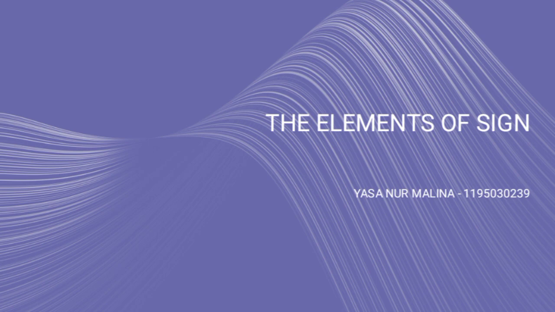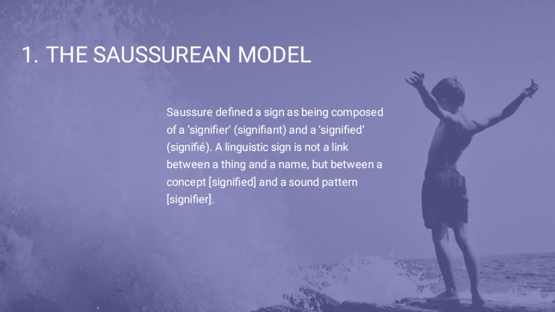So let's move on to the first material. First material is the Saussure model. Before I explain the Saussure model, I will explain the sign first. So sign takes the form of words, images, sounds, flavors, or objects, but such things have no intrinsic meaning and become signs only when we invest them with meaning. Anything can be a sign as long as someone interprets it as signifying something.